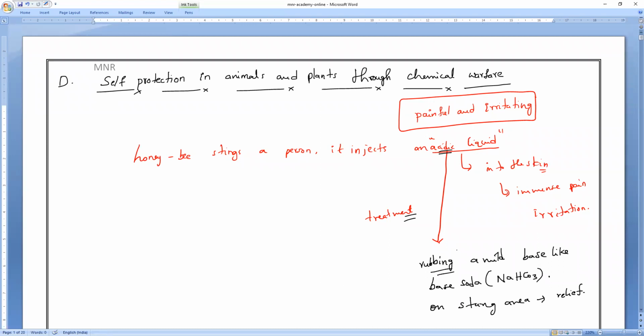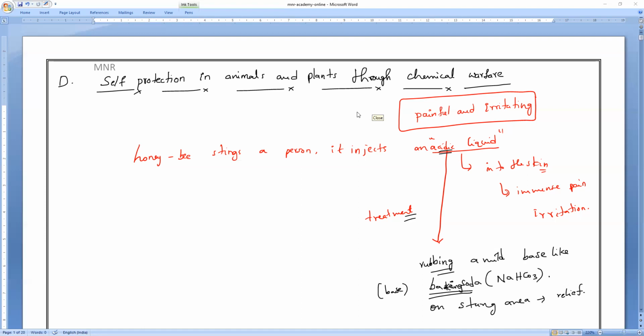Because baking soda is basic in nature, please write it correctly. Baking soda is basic in nature, and the honeybee is injecting what, guys? An acidic one. So both are neutralized, and you will get immediate relief from that. Do you all understand what I'm saying? Everybody clear? That is what you have to remember. Being a base, baking soda neutralizes the acidic liquid injected by the bee sting, and it cancels its effect. That is how you can get relief.